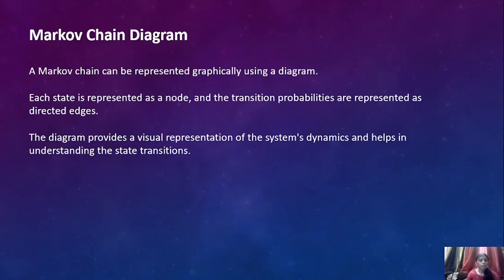Markov chain diagram. A Markov chain can be represented graphically using a diagram. Each state is represented as a node and the transition probabilities are represented as directed edges. The diagram provides a visual representation of the system's dynamics and helps in understanding the state transitions.